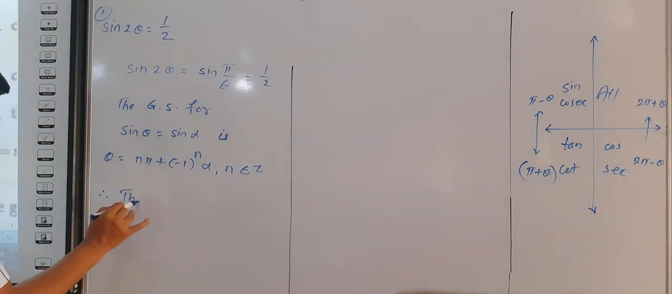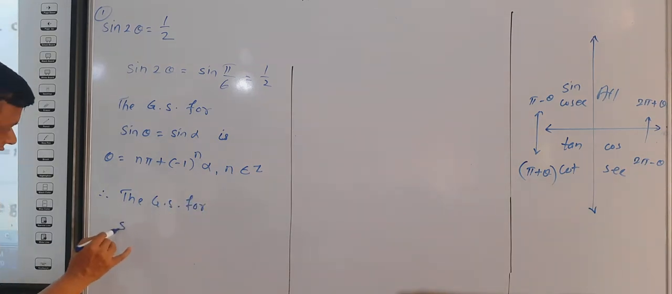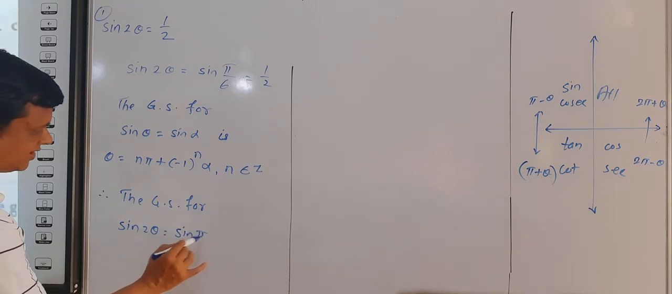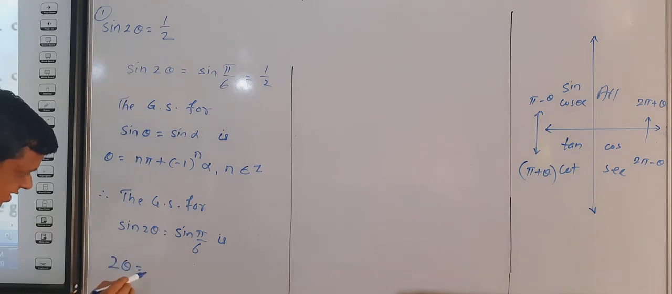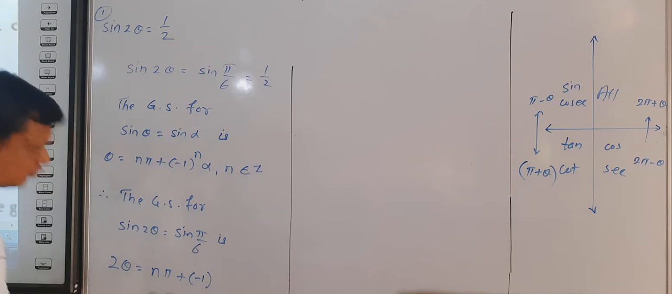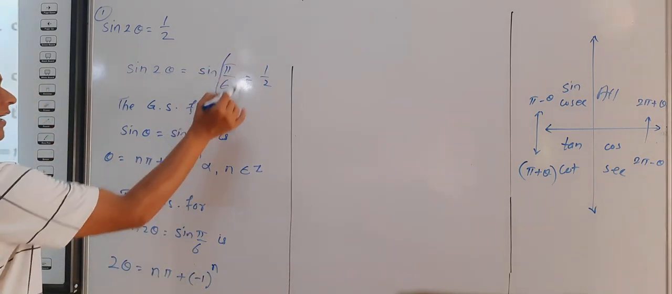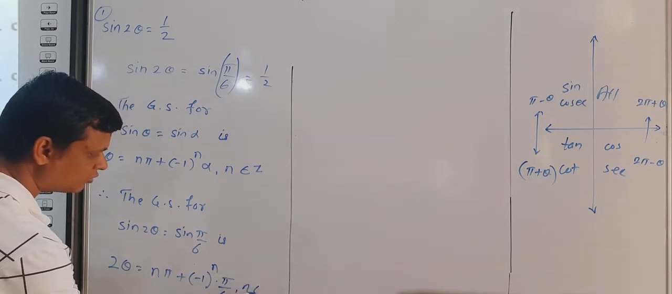Therefore the general solution for sin 2 theta equals sin pi by 6 is 2 theta equals n pi plus minus 1 raised to the power n into alpha. In place of alpha we have to write pi by 6, n belongs to Z.